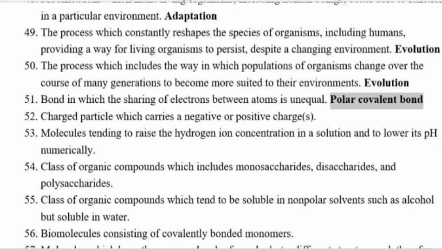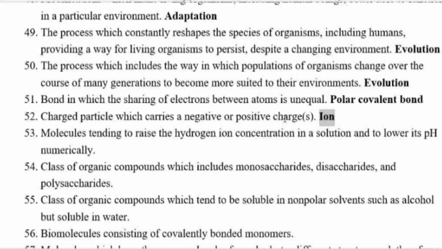Now, question number 52. Charged particle which carries a negative or positive charge or charges. What is it? It is an ion. So an ion is a charged particle which carries a negative or positive charge. So when it carries a negative charge, it is called a cation. And when it carries a positive charge, it is an anion. So we have two types of ions, the cation and anion. Negative anion, positive cation. And the cation is plus, anion is minus.